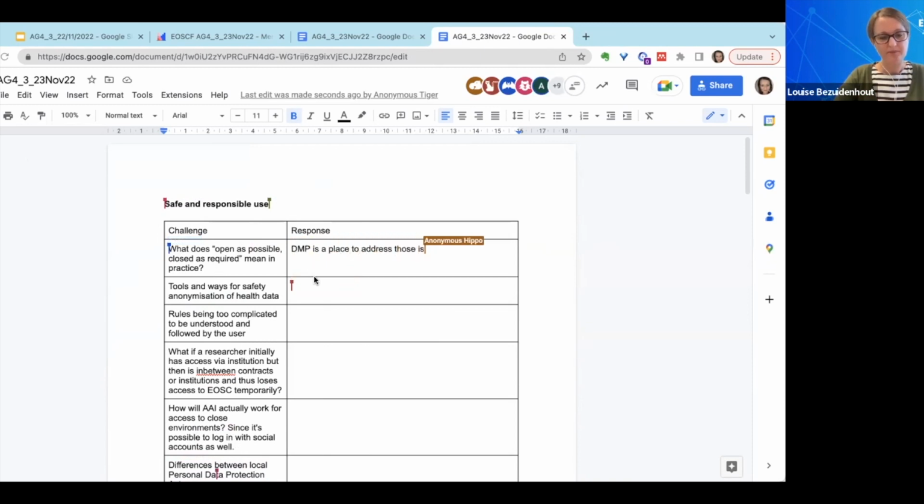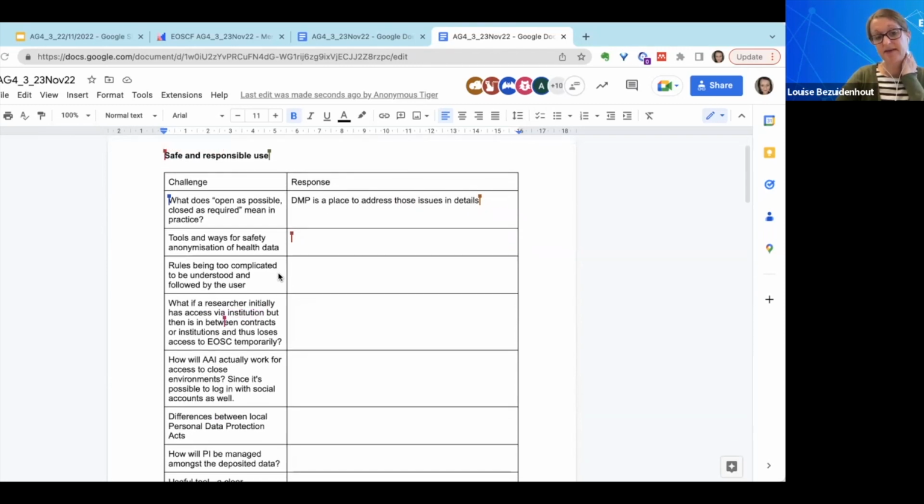I think it's really nice not only to have people typing answers, but also to have a discussion about it. So let's take the first question. What does "as open as possible, as close as required" mean in practice? Irina, you've got your hand up.